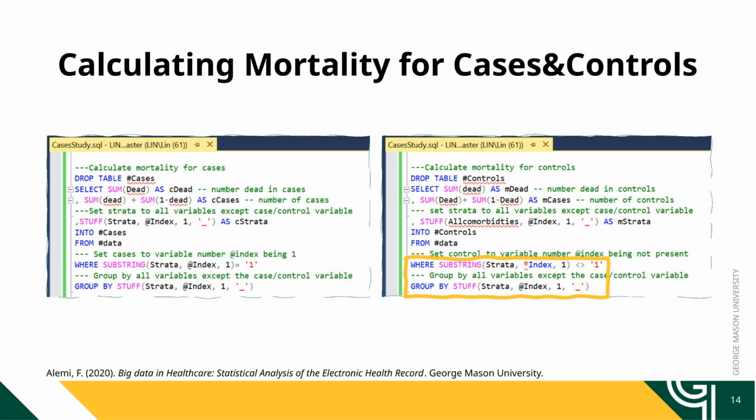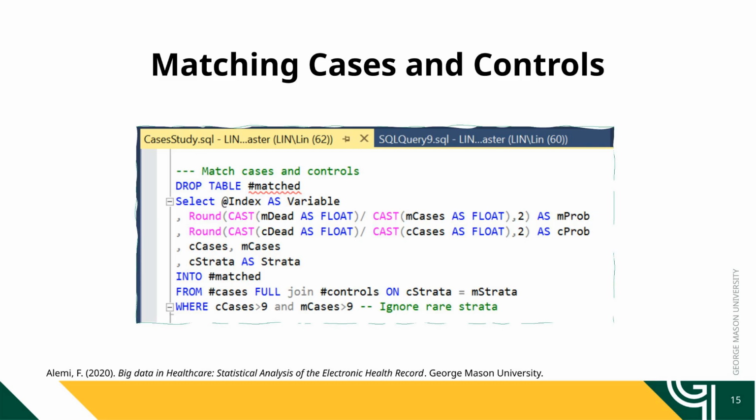The same function as for the cases group, but it filters the records to include only those without the specified health condition. It groups results to allow aggregate calculations on controls based on the modified strata. This block matches cases and controls based on the modified strata, allowing for direct comparison of mortality rates.